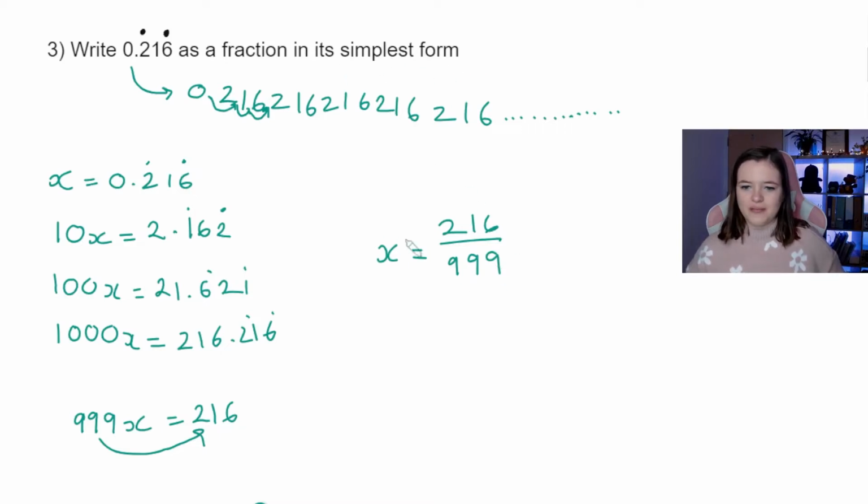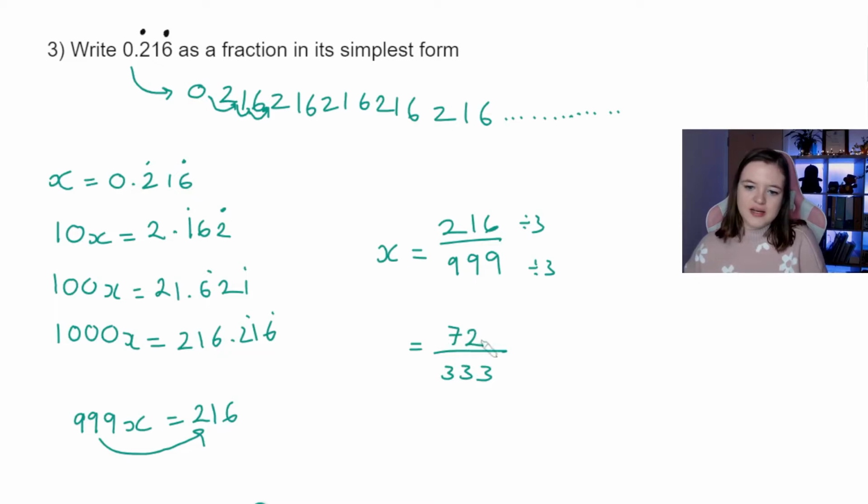You can simplify it. So let's see, what numbers go into both of these? I'm going to start with 2, but 2 doesn't go into this one. Then 3. The way we tell if a number divides by 3 is if we add all the digits together and it's a multiple of 3. 2 plus 1 is 3, plus 6 is 9, a multiple of 3. Then 9 plus 9 plus 9 is 27, also a multiple of 3. Divide both by 3, and we get 72 over 333.